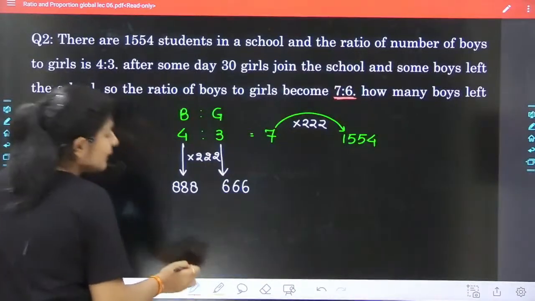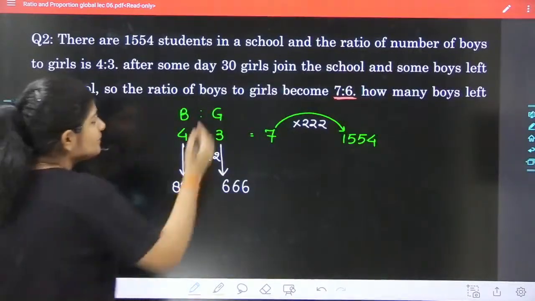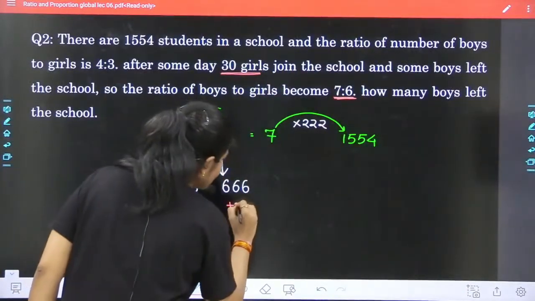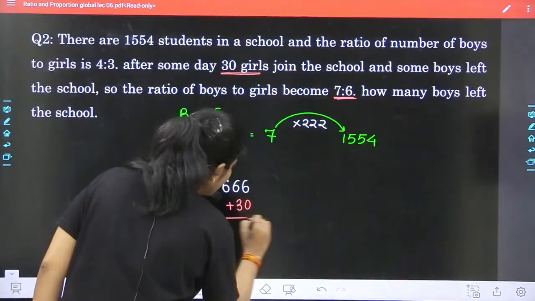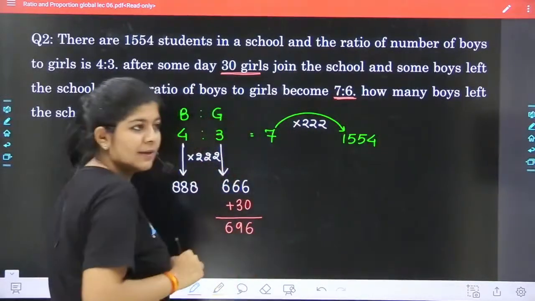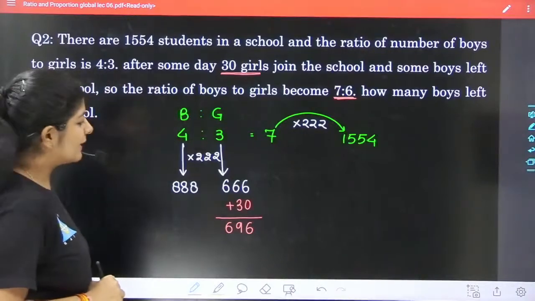And it is given that after some time, 30 girls join the school. That means the total number of girls will become 696. Right? That will become 696.